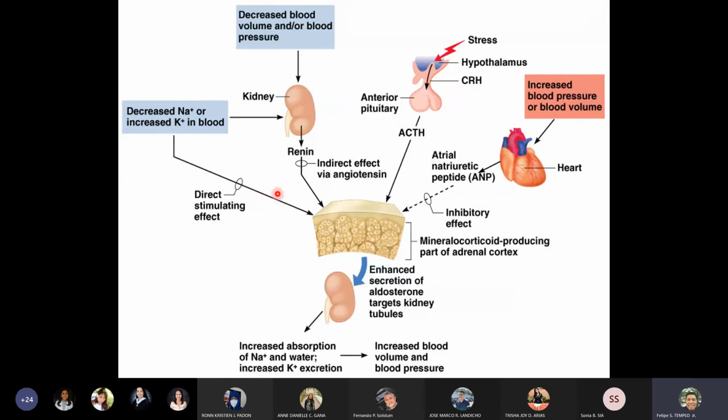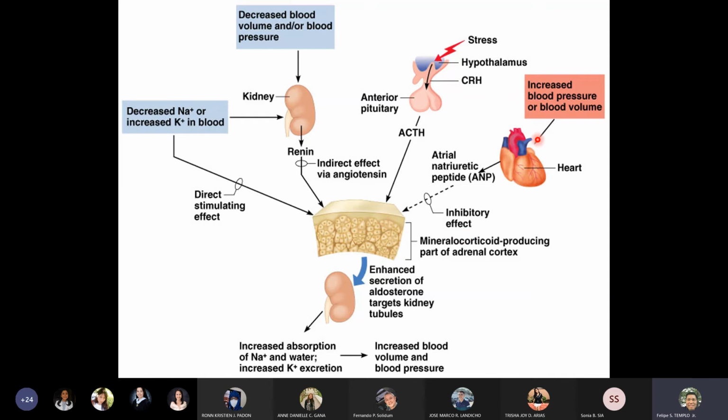So again, these are your direct effects. A decreased sodium or increased potassium in the blood can stimulate your adrenal glands, specifically your zona glomerulosa, to produce more aldosterone. A decreased blood volume or decreased blood pressure sensed by the RAAS can also stimulate stress from your hypothalamus. That can also stimulate your ACTH to stimulate your zona glomerulosa. So aldosterone is also part of your response to stress, along with your catecholamines and glucocorticoids.